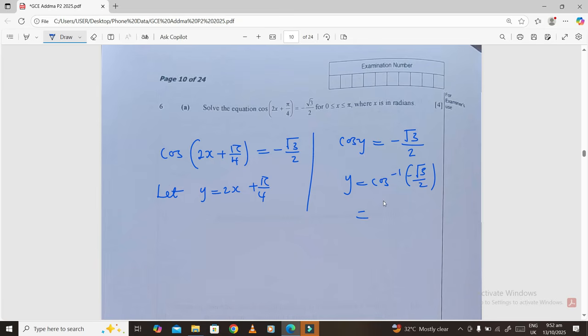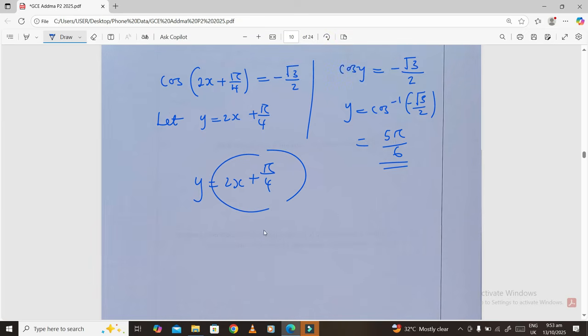And this is giving us, when we punch, of course, let me check what we're getting. We're getting 5 pi over 6. So this is what we've gotten. Now we can say y is equal to 2x plus pi over 4. This part, we will equate it to the answer that we've gotten. So 2x plus pi over 4 is equal to 5 pi over 6.